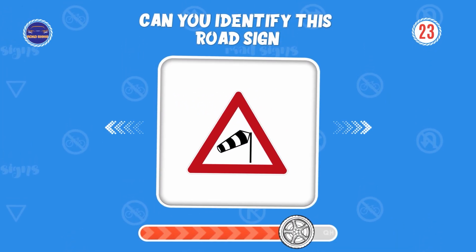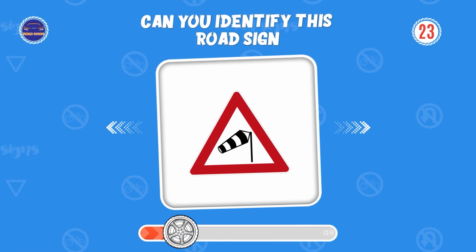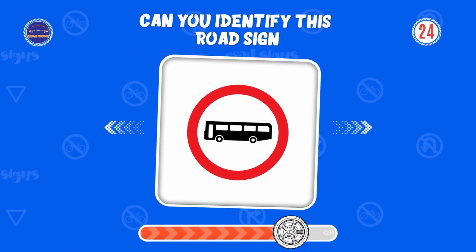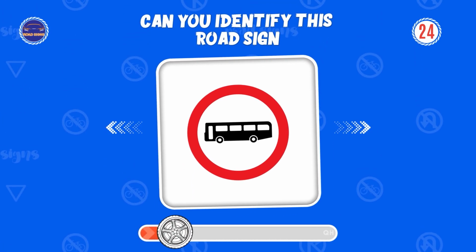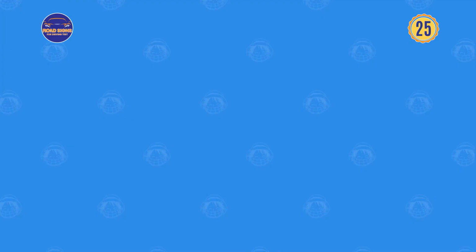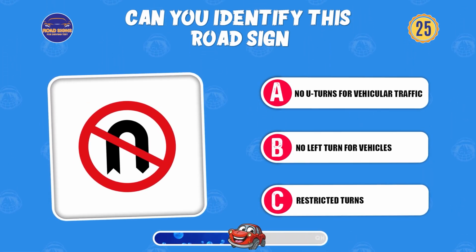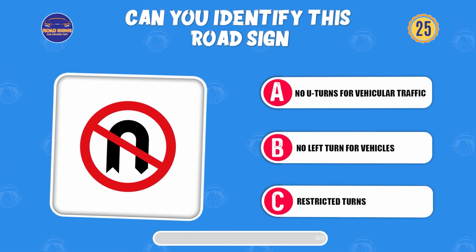Question 23. What does this road sign mean? Crosswind sign. Question 24. Can you identify this road sign? Buses prohibited. Question 25. What does this road sign indicate? A. No U-turns for vehicular traffic.